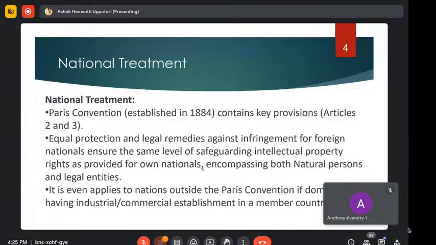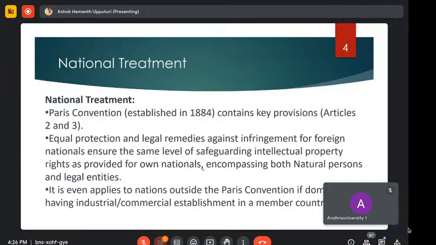So here, own nationals means they might be a natural person or a legal entity. It doesn't matter whether they are natural persons or legal entities of our country. If they are foreigners also, we will be giving the equal protection and equal legal remedy against infringement. That is called national treatment. Because this is there, our IP also will be protected in any country that is part of the Paris Convention, because this national treatment principle is enshrined in our Patent Act through the TRIPS agreement. TRIPS gives the minimum standards, so we took this national treatment principle.